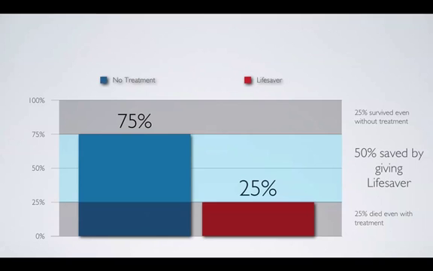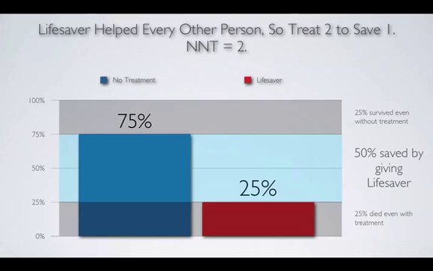So if we talk about that in terms of the NNT, Lifesaver helped every other person, or 50%, so in order to save one person, we have to treat two. So the NNT, or the number needed to treat, is 2.